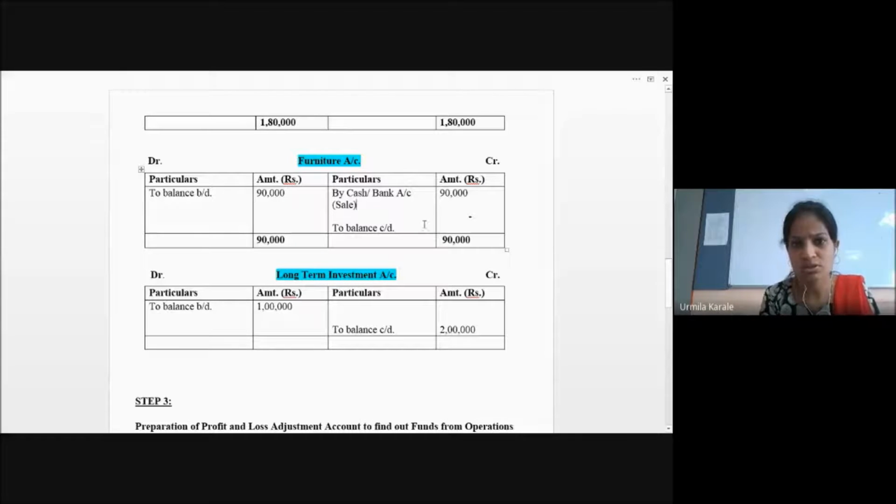You have sold the furniture. That's the reason why there's nothing. Earlier it was 90,000. Okay. And now you don't have. Means you have sold it. This is the balancing amount.